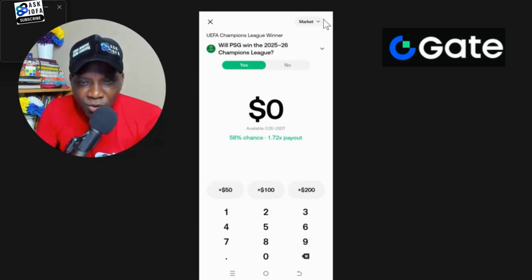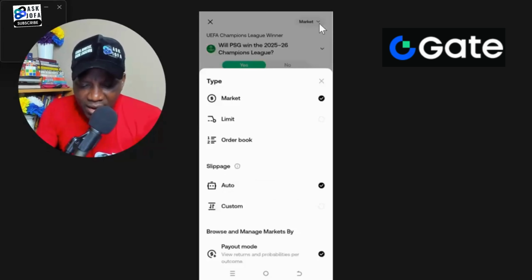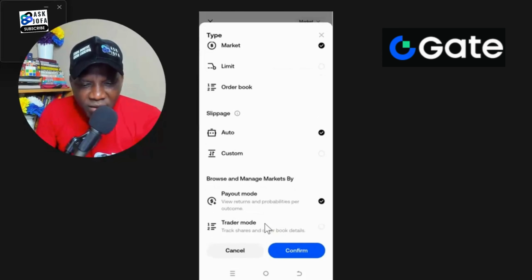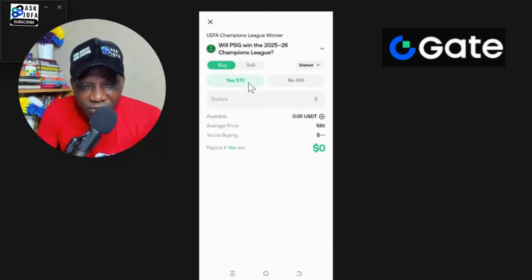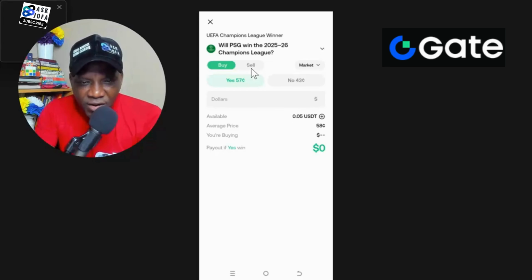So to do that, you come back to this place, you tap that market, you come down. What we've been seeing before was under payout mode. So you tap trader. Look at your selected trader. You tap confirm. You can see what I did before was I bought, and this is the balance of my money that remains out of $5. I staked that PSG will win. I've already bought with my money.